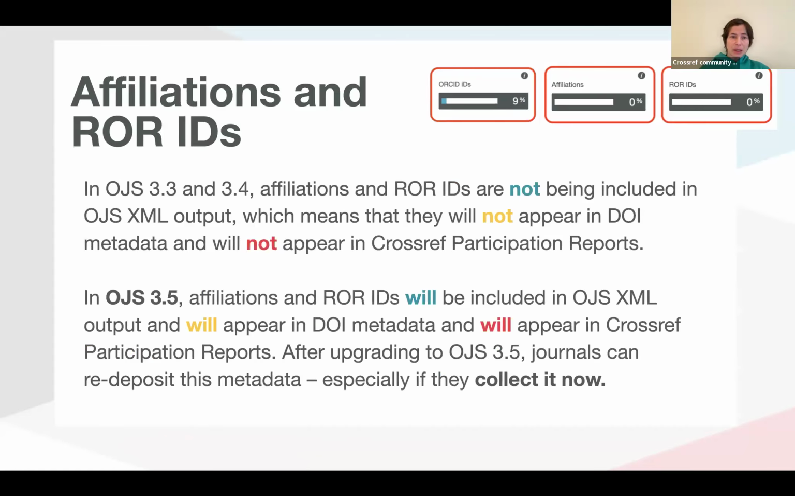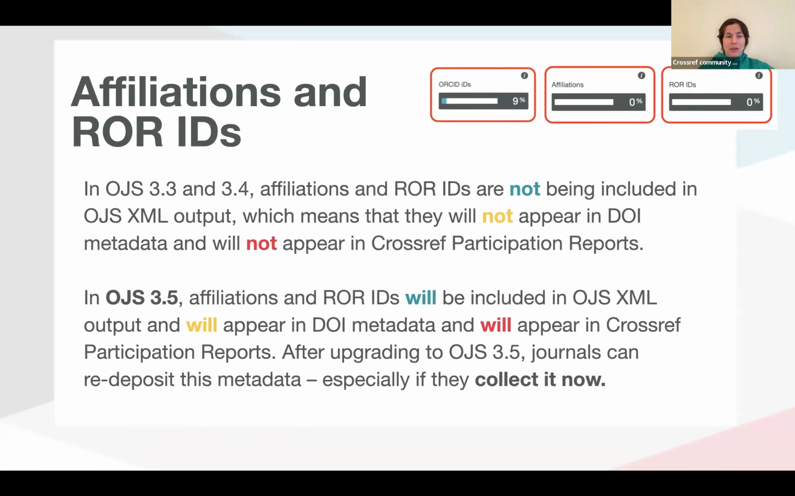And this is what I've mentioned. Unfortunately, in the previous versions of OJS, the affiliations and ROR IDs have not been included in the XML output, so they don't appear in DOI metadata and will not be captured in Crossref Participation Reports. If you wish to complete that information, you can always switch to OJS 3.5 and edit all of your article metadata from there.